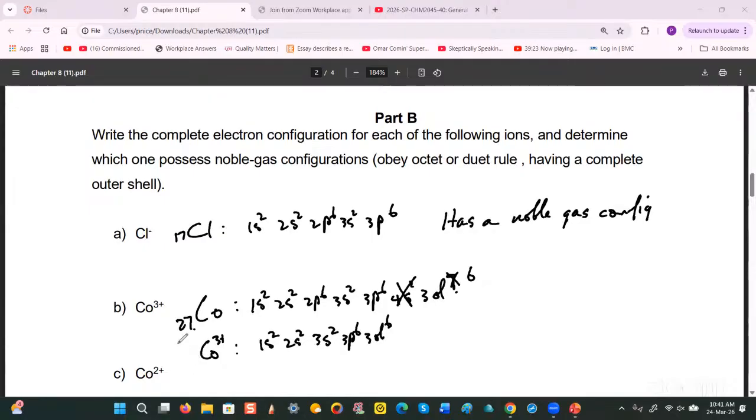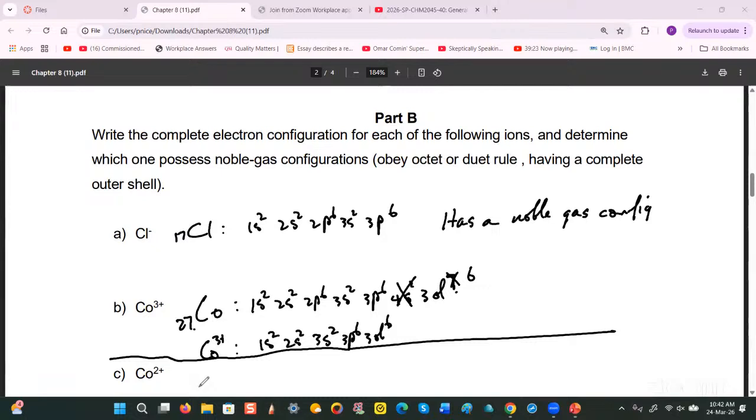Now, if you understand that, then C should be a breeze, because C is asking for cobalt 2+. For noble gas, if you erase the 4s before you do the 3d, then you don't even have to think about it. It's not a noble gas configuration, right? Exactly. If you're taking out the 4s before the d, then it's automatically a no, right? Yeah, exactly. You have to do that.